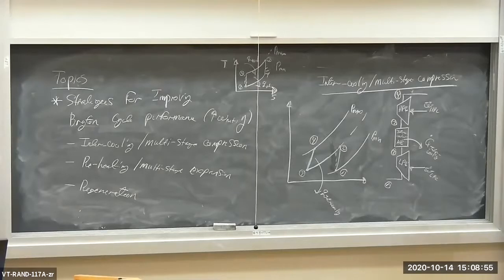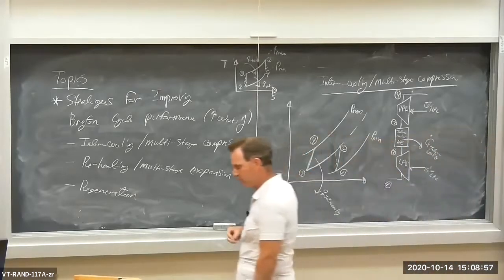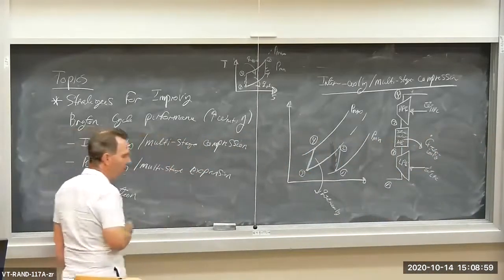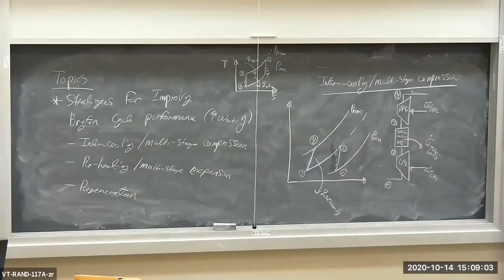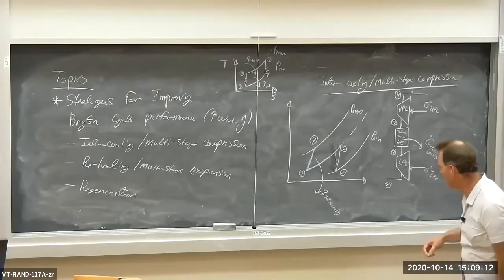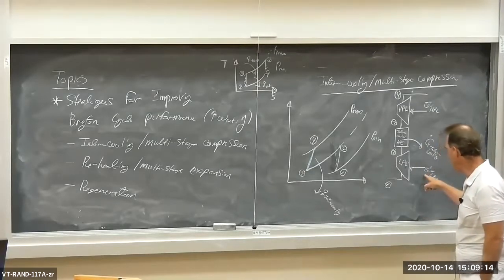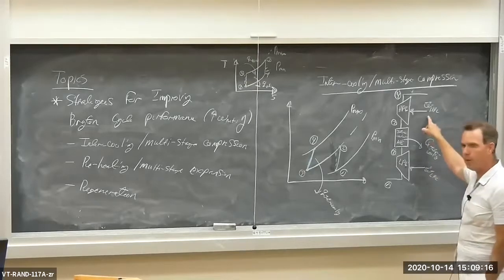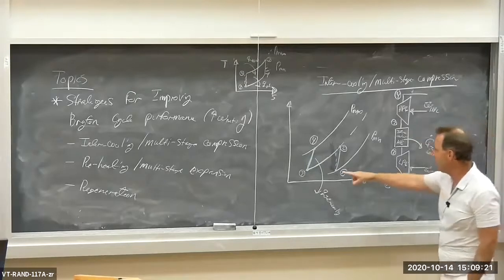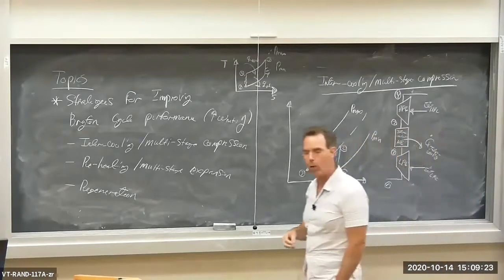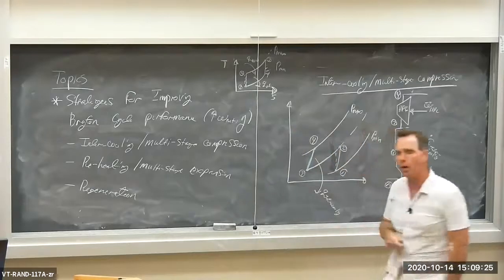This results in a reduced amount of specific work or power required to drive the compressors compared to a single compression process. So intercooling results in a reduction in total compressor work. W dot low pressure compressor plus W dot high pressure compressor is less than the power required to do it all in one compressor.